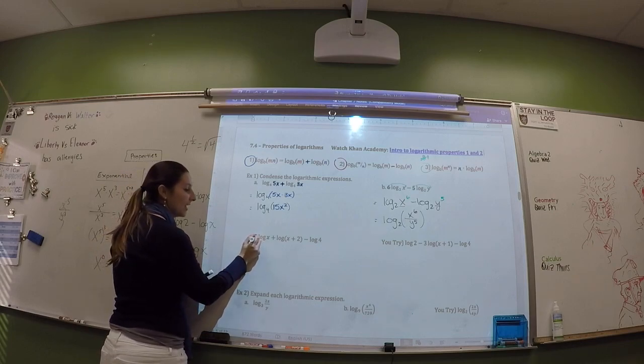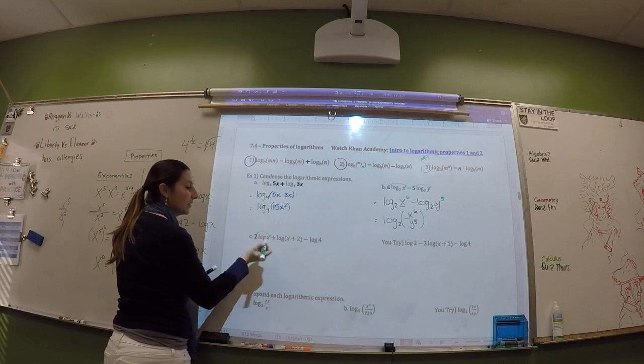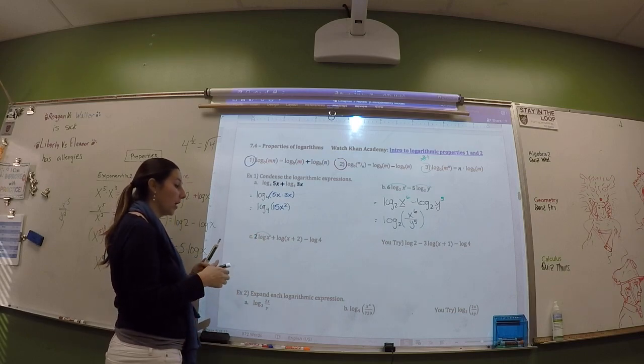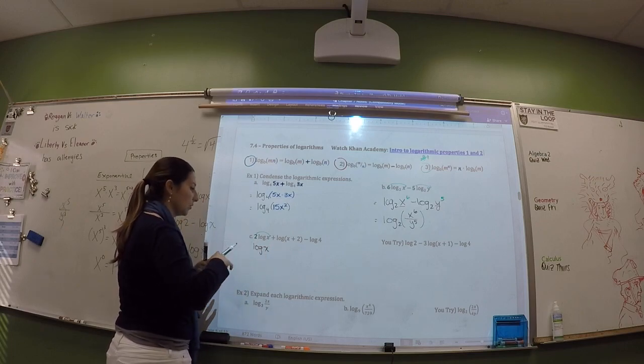So, first things first, see how we have a 2 here? We're going to turn that into an exponent. So instead of 2 logs of x, we're going to have log of x squared.